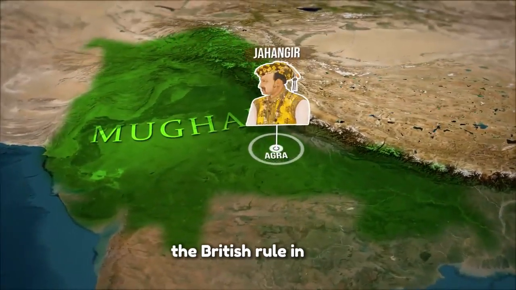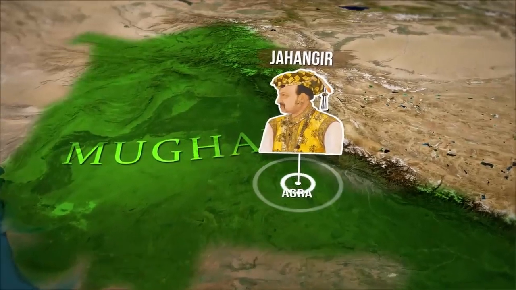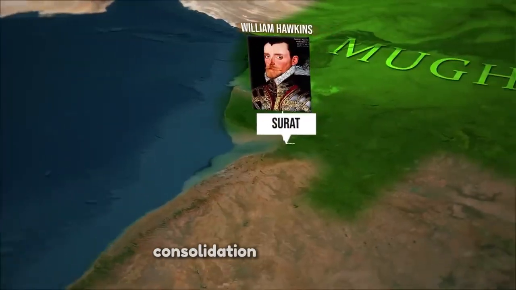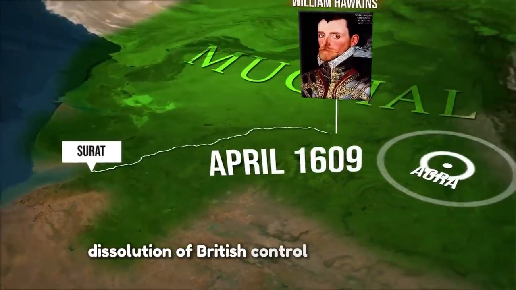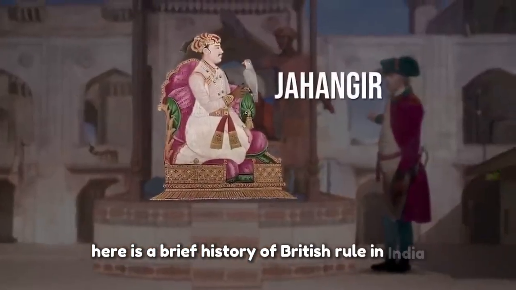The British rule in India, spanning from the early 17th century until 1947, was marked by a series of events that led to the establishment, consolidation, and eventual dissolution of British control over the Indian subcontinent. Here is a brief history of British rule in India.